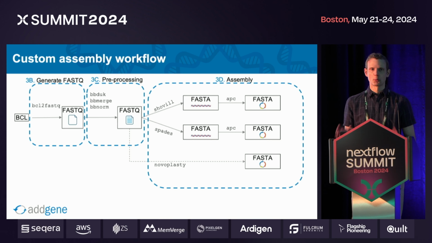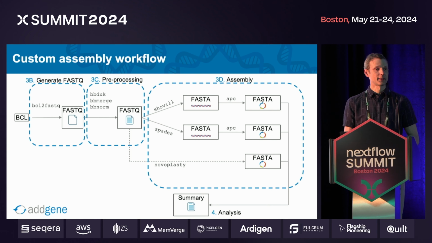So then, once all of our assembly part is complete, what we do is we select the best available sequence that was generated, and we generate a summary file so we know which assembler was used for which sample, whether it generated a linear or a circular output, and then we packaged all of the FASTA files together for our quality control team to then later analyze.